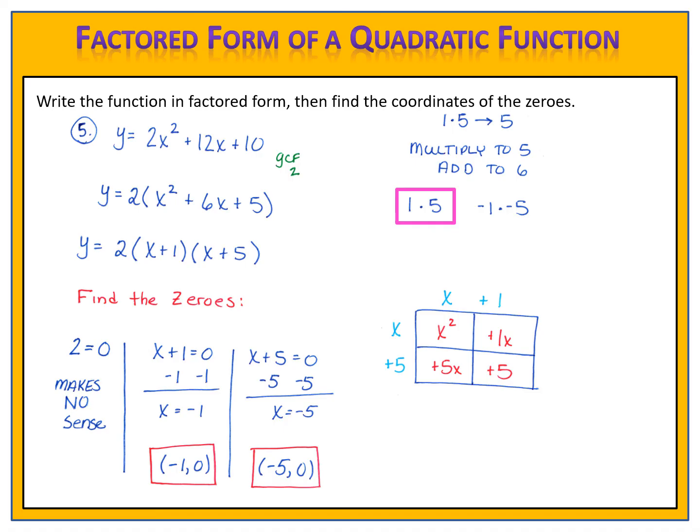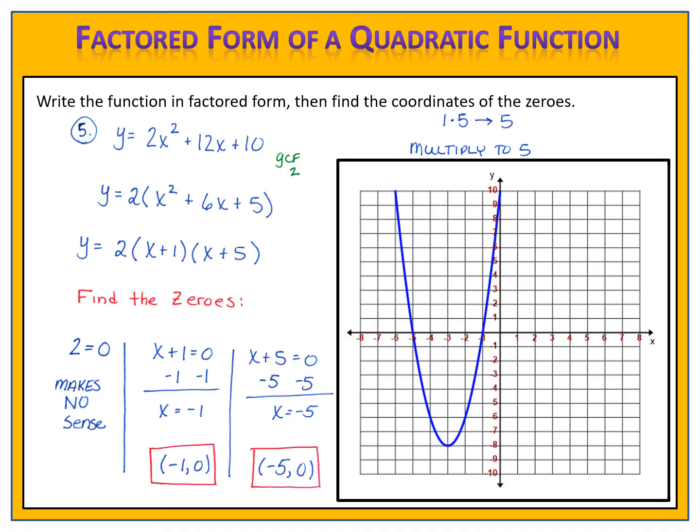As always, I can compare this with a graph of the function. If I look at the graph, notice sure enough I have zeros at (-1, 0) and (-5, 0).